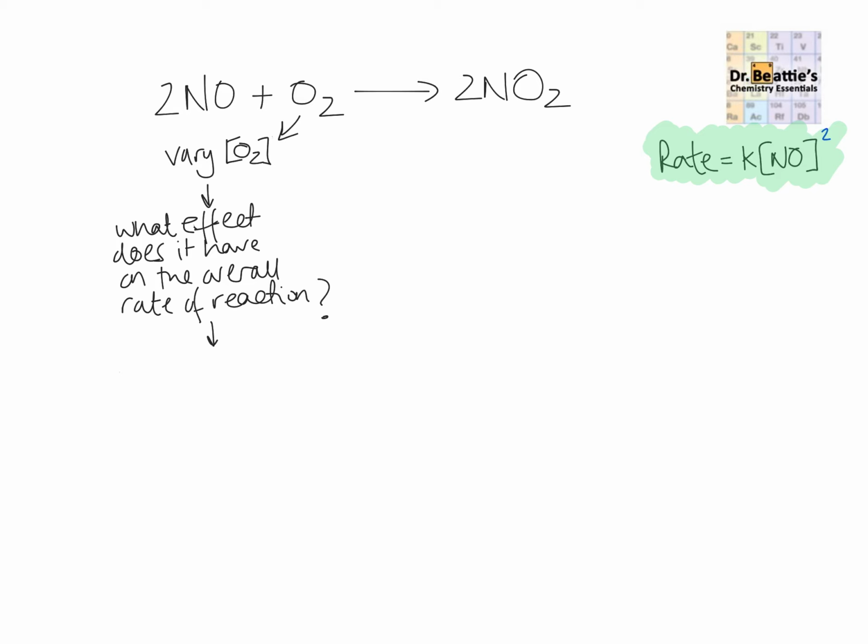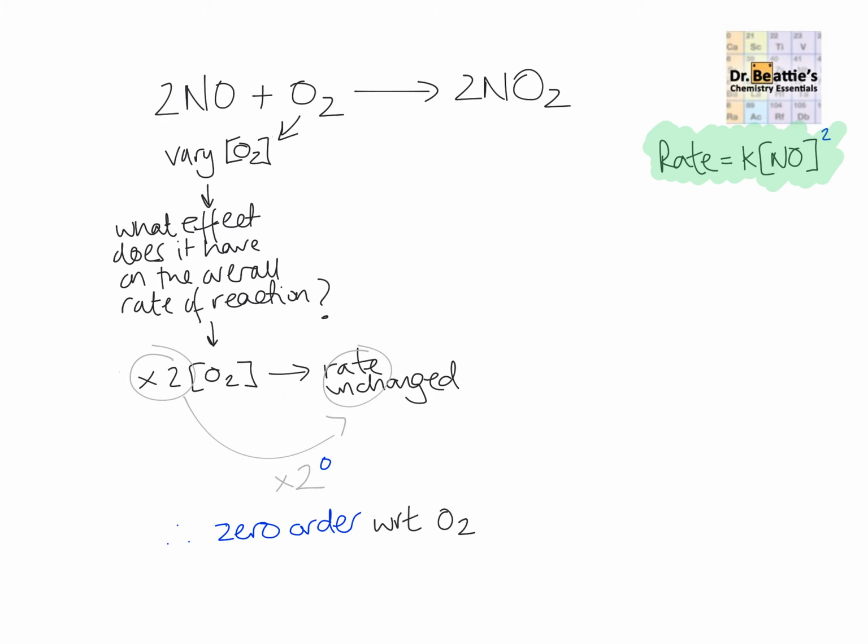But with this reaction here, once we vary the concentration of the oxygen, we find that the rate does not change. This is the same as saying whatever effect you're doing on the reactant oxygen here, it's doing that to the power of 0, because it has no effect on the actual overall rate of reaction. And so with this being 0 order, it does not appear in the overall rate equation.